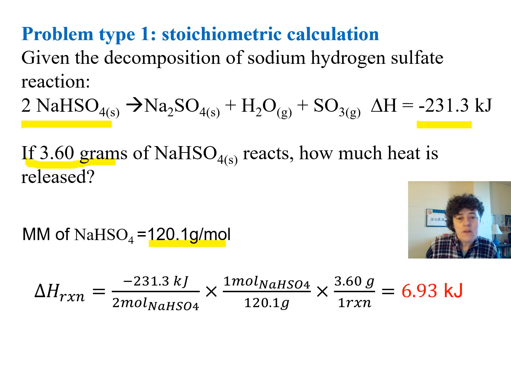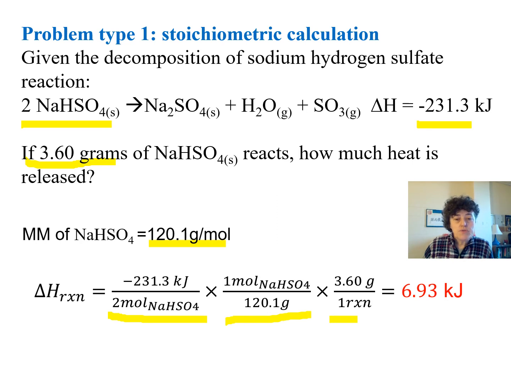So the first conversion factor is based on the fact that 231 kilojoules are given off by 2 moles. I want to put the kilojoules on top because I know that my final result should be kilojoules. That's what they're asking me, how much heat is released. Then I want to convert moles into grams because I'm given the amount of grams of sodium hydrogen sulfate. So I'm going to use the molar mass. This is my second conversion factor, and I'm going to put 1 mole on top because I want to simplify with these moles, and I want to put therefore the grams at the bottom.